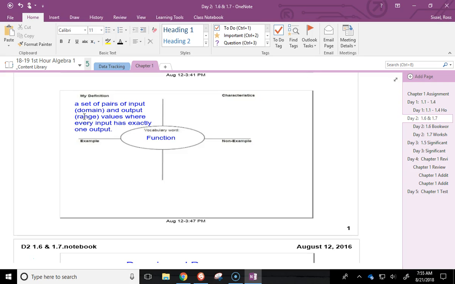A function is a set of pairs of input, which is your domain, and output, which is going to be known as your range, values where every input has exactly one output. That's going to be very, very important. When we have our input numbers, like in a function table, it has to only have one output that it goes to. So if I have the input number 1, it can only go to one other value, like 3. It can't go to 3, and it can't also go to 5. Otherwise, that's not going to be a function.